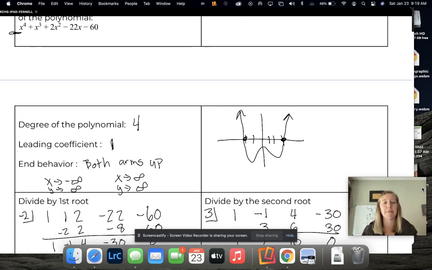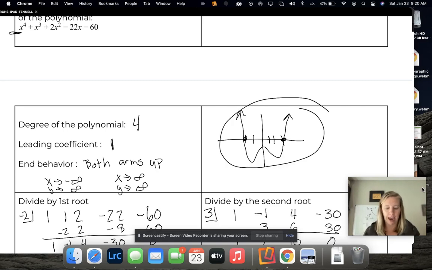So I know that means that my arms will both be up because I have an even degree polynomial and a positive leading coefficient. So that means both arms will face up, same end behavior. So on the left, or as x goes to negative infinity, y goes to infinity. And on the right, as x goes to infinity, y also goes to infinity. My best guess of what this graph is going to look like would be something like this.